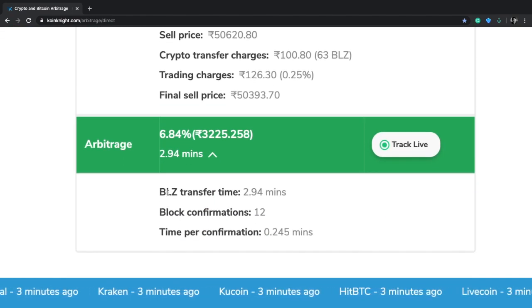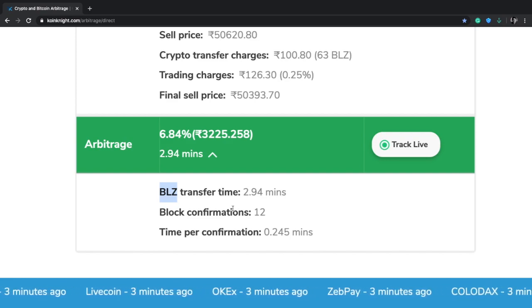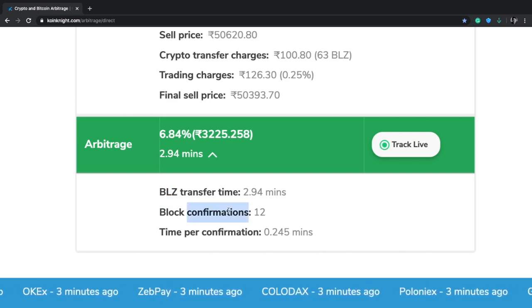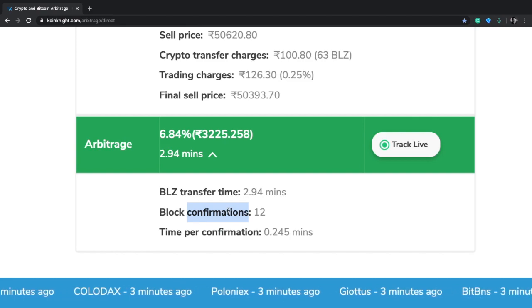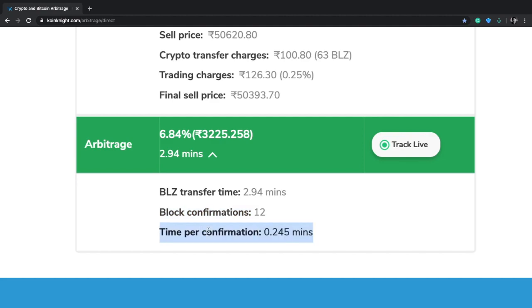It first shows you the total transfer time for the Bluezell coin from Binance Exchange to BitBNS Exchange. This section also shows you the total number of block confirmations BitBNS will take to confirm your order. This section also shows the average approximate time for a single block formation in the Bluezell blockchain. Hence, the total transfer time obtained is the total number of block formations multiplied by the time taken for a single confirmation, which is 0.245 minutes multiplied by 12, and it results to 2.94 minutes.